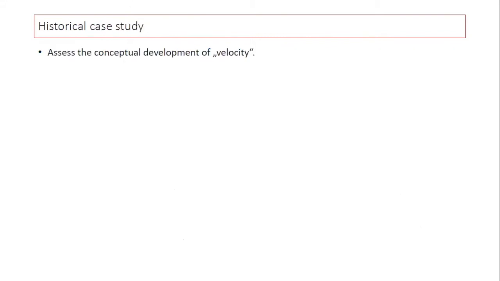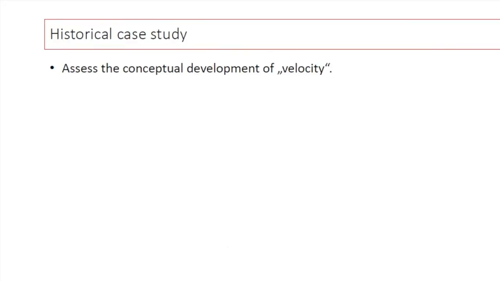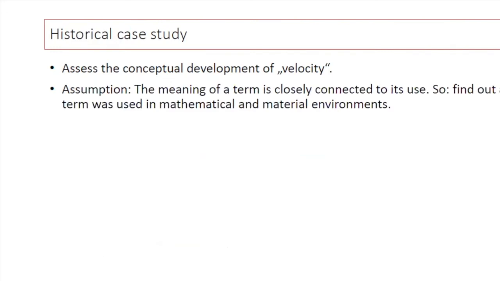And the case study I decided for is a study of velocity. So I want to investigate the development of the meaning of velocity. Now, how do we investigate the meaning of a term? There's a lot that could be said about this, but at least I think it's fair to say that the meaning of a term is closely connected to its use in some sense. So at least it's fair to say that if you use the term velocity in a completely false way, like maybe you want to use a thermometer to measure velocity, you haven't understood what it means.